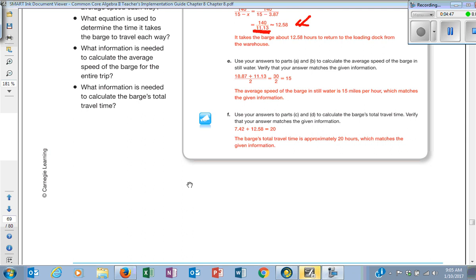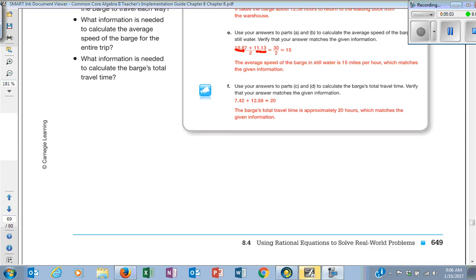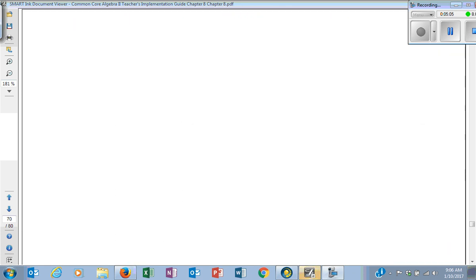All right, if you wanted to use the average speed, you would just take the speed of the barge going there, take the speed of the barge going back, and divide by 2. Whenever you want the average of two things, you just add them together and divide by 2. Total time, we already talked about that. We did that.